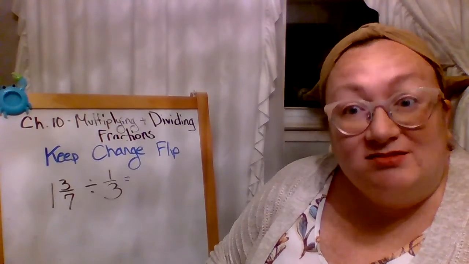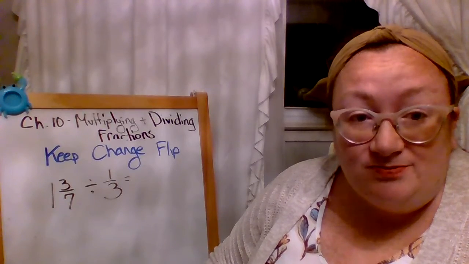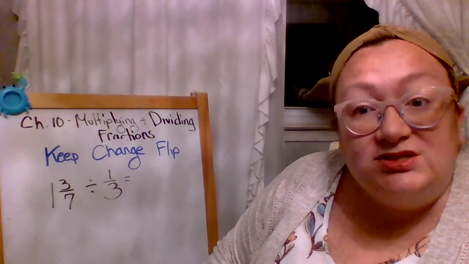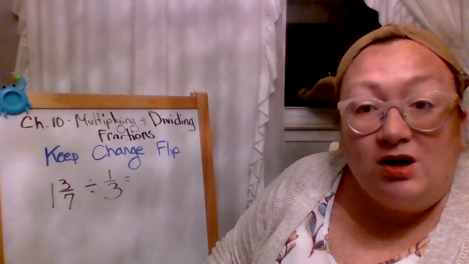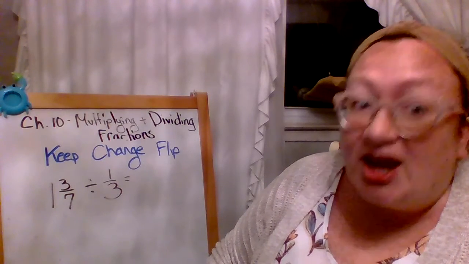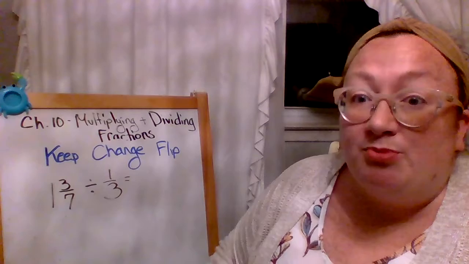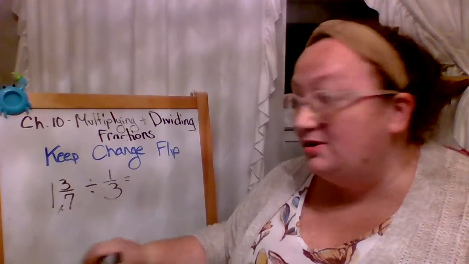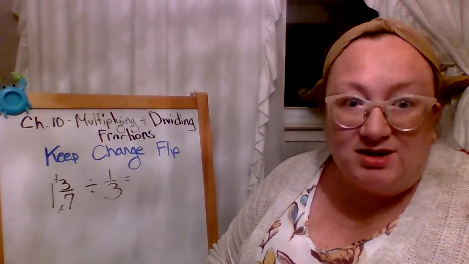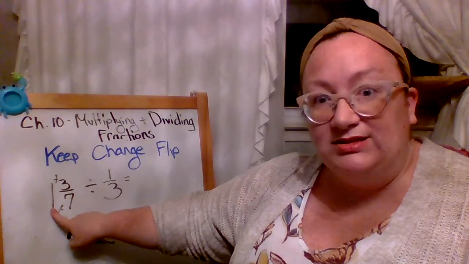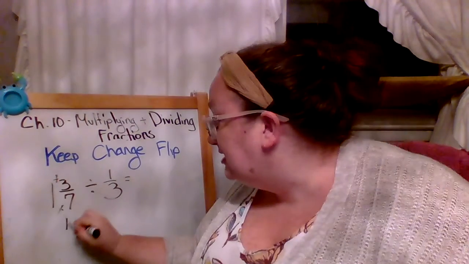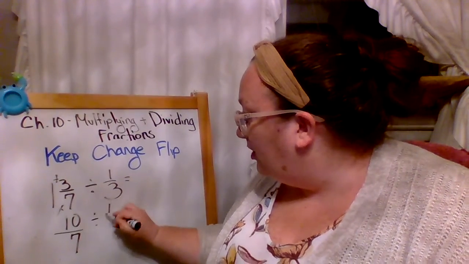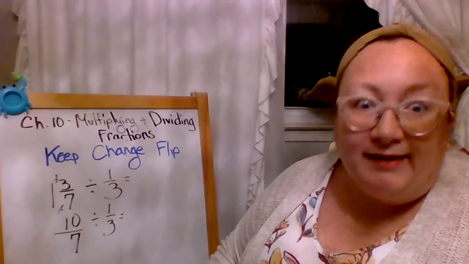All right, guys, here's our last example for division. Now notice, something should strike your eye right away. You should see that there is a mixed number here. So before I do anything with keep, change, flip, I have to change my mixed number to an improper fraction. And the way I do that is I multiply the denominator by the whole number and add the numerator. Keep my denominator. So 7 times 1 is 7, plus 3 is 10. Denominator stays the same, so it's going to be 10/7 divided by 1/3.